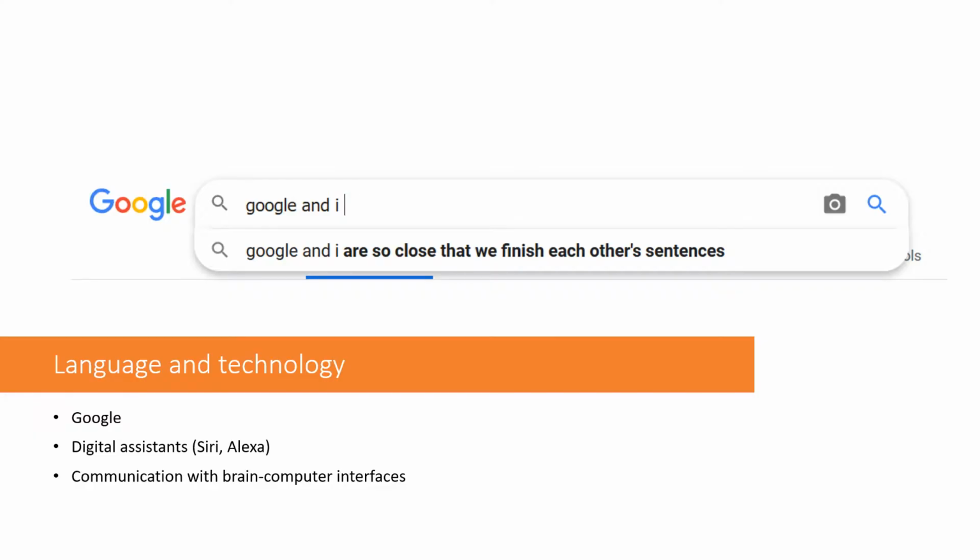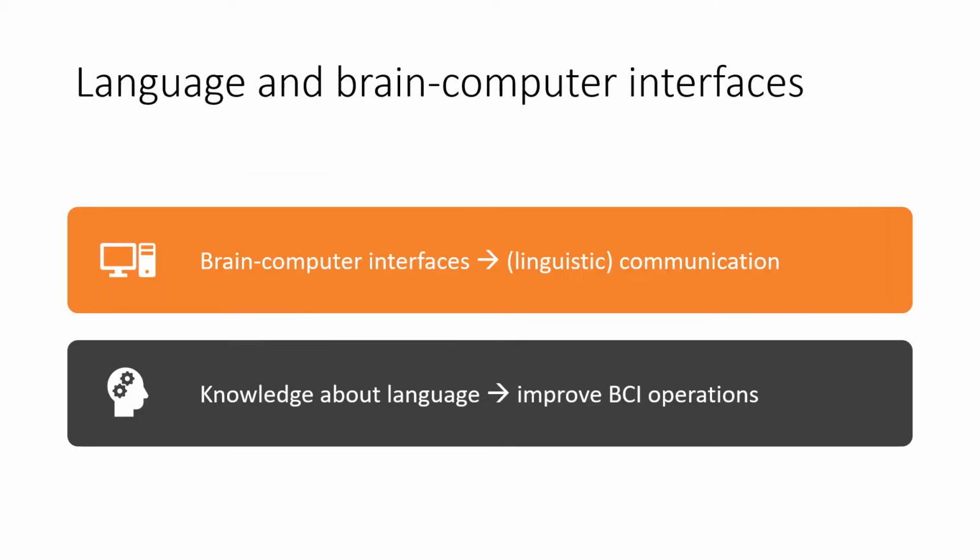So I want to start off this presentation with some examples of where language and technology meet each other. And I think the most typical example is actually Google, which is a text-based search engine that we all use every day. Of course, we also have speech-based digital assistants on our phone, like Siri and Alexa. And another example is communication with brain-computer interfaces. And this is actually the topic I want to be talking about for my presentation.